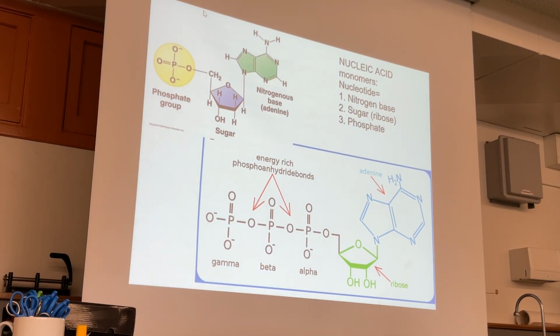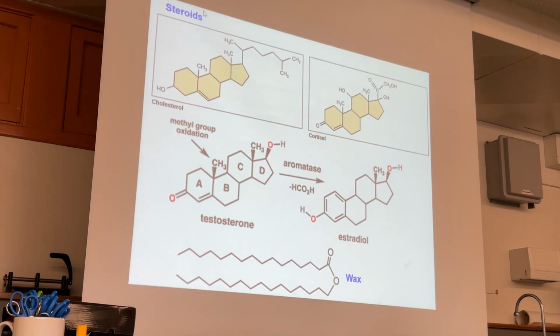Okay, our last category, guys, I think we're on macromolecules now. Our last macromolecule is nucleic acids, which are made of nucleotide monomers. Yes, Nicola. Can you guys go over the wax? The wax has 2 fatty acids, and it's non-polar. I don't have too much to say about wax.